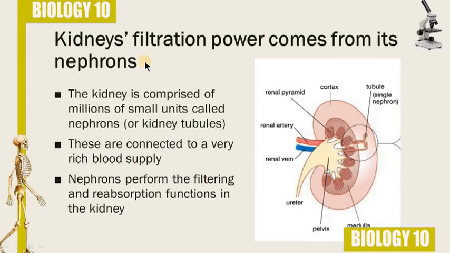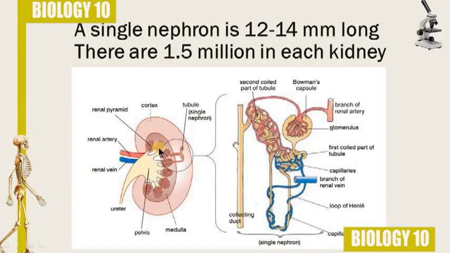How does filtration take place? Here is a diagram of the cross-section of a kidney. These small units are called kidney tubules. They're also known as nephrons. Each one is connected to its own blood supply. This is where filtration takes place. Each nephron is about 13 millimeters long. There are over 1 million nephrons in every kidney.